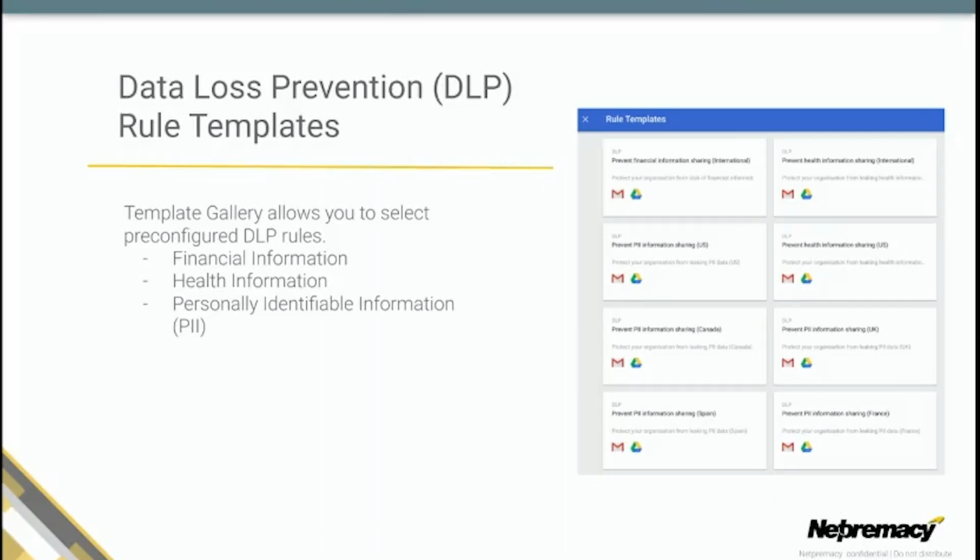So we told G Suite what's important to us and how to look for that data. And now we obviously need to think about what we would do if G Suite did find that data. So I just wanted to talk about the rule templates. There are quite a lot of really basic rule templates you can make use of that specifically are geared towards protecting financial information, health information, or PII as well.